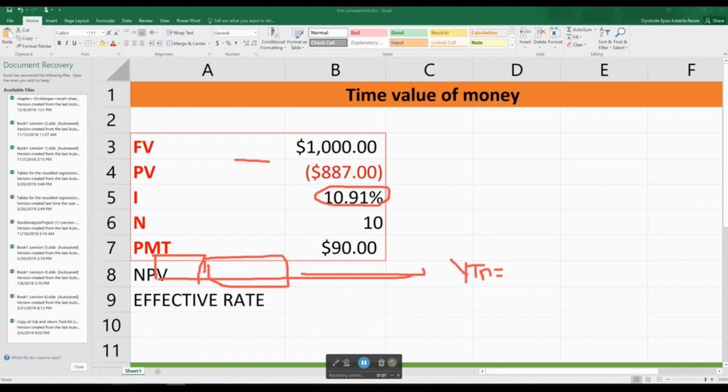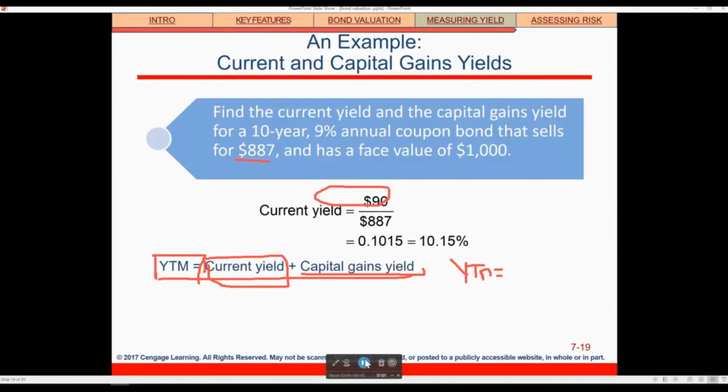So let's go back to our PowerPoint. We're going to have 10.91% minus the current yield, 10.15%. That would give us the capital gain yield, which is 0.76%. So for this year, the capital gain yield was 0.76%.